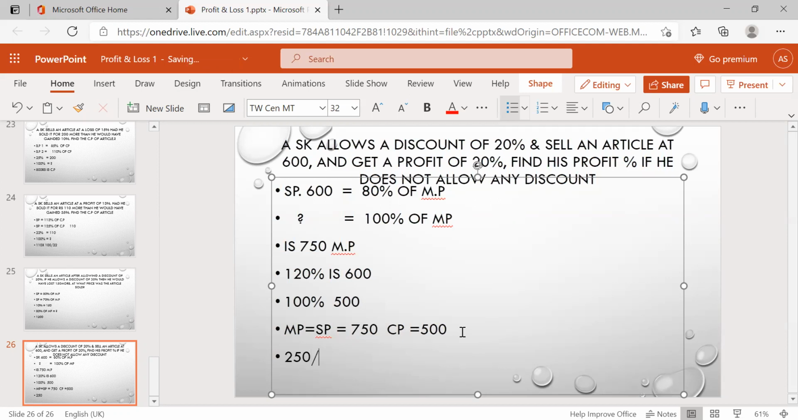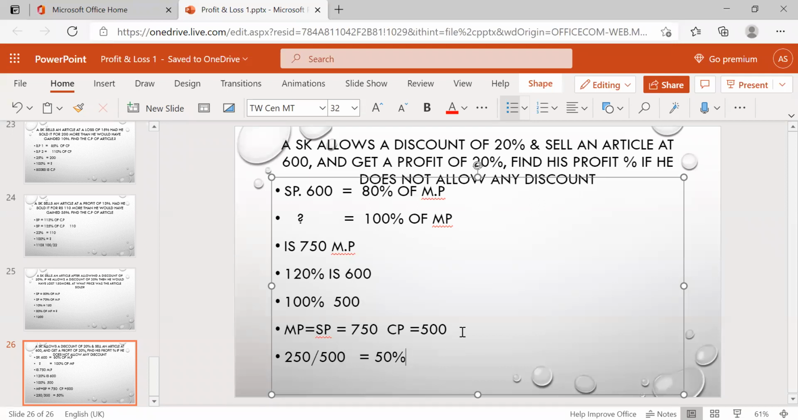So 250 is the profit, 150. So it is nothing but 50% profit he'll get. You understand? So this is making a lengthy process, right?